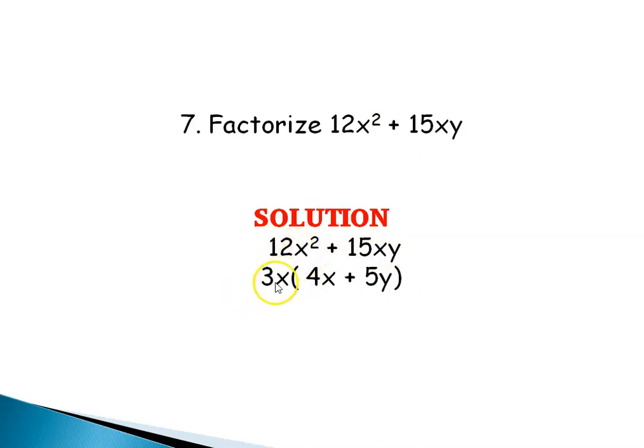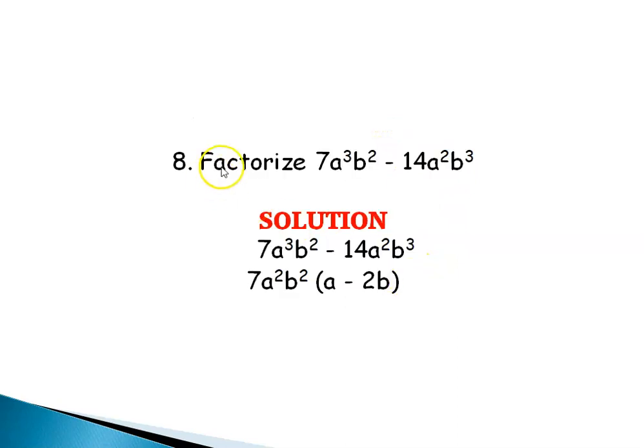12x squared divided by 3x, I'll be left with 4x, and that's because 12 divided by 3 is 4. x squared divided by x is x. Then 15xy divided by 3x. 15 divided by 3 is 5. xy divided by x is y. So 3x bracket 4x plus 5y is the factor of this equation. Is that okay? Good.